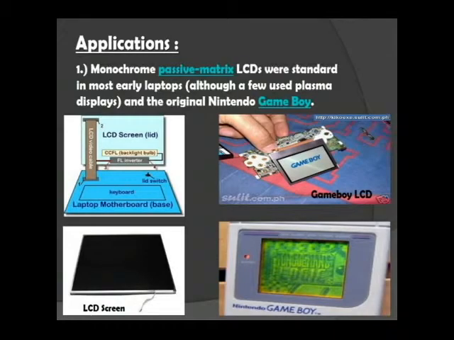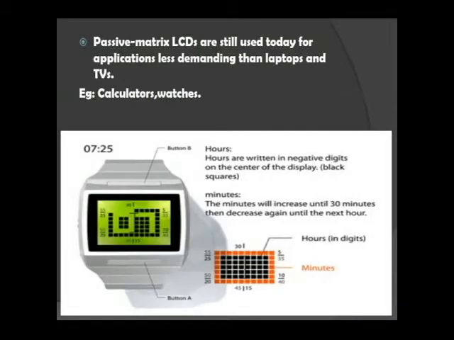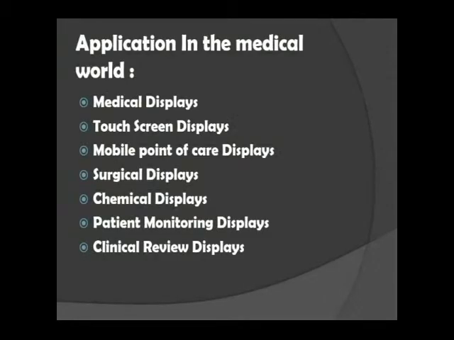Some more applications. Monochrome passive matrix LCDs were standard in most early laptops and the original Nintendo Game Boy too. Passive matrix LCDs are still used today for applications less demanding than laptops and TVs. Such examples are calculators and watches. Application in the medical world: medical displays, touchscreen displays, mobile point of care displays, surgical displays, chemical displays, patient monitoring displays, clinical review displays.